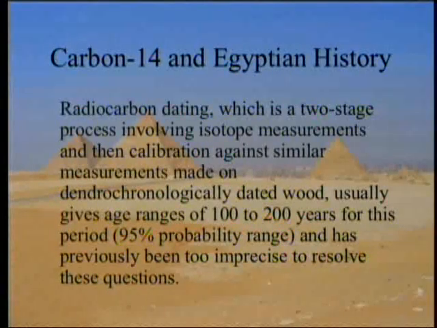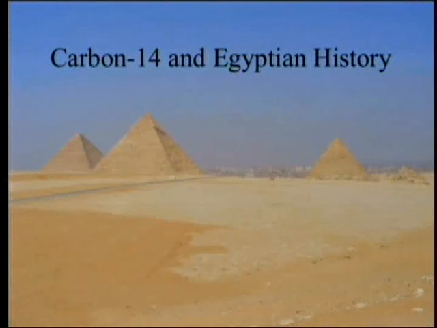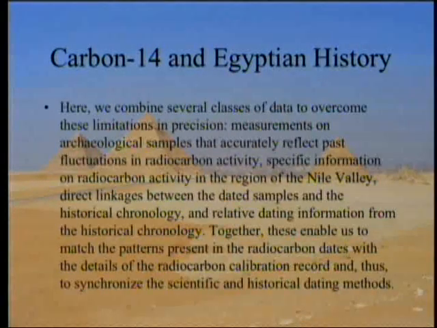Radiocarbon dating, which is a two-stage process involving isotope measurements and then calibration against similar measurements made on dendrochronologically dated wood, usually gives age ranges of 100 to 200 years for this period, 95% probability range, and has previously been too imprecise to answer these questions, or to resolve them.